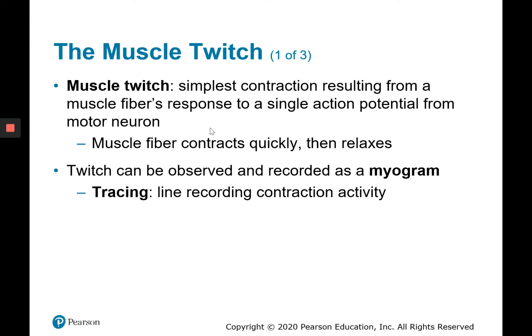A muscle twitch is going to be a really simple contraction. So a single action potential going from a motor neuron to a muscle fiber, that would be an example of a muscle twitch. You can measure a muscle twitch and other muscle activity via a myogram. A muscle twitch is going to be the simplest type of contraction because it's just one signal that's stimulating the muscle fiber, and we'll see not only the contraction or tension rise in that skeletal muscle, we'll see it relax as well.